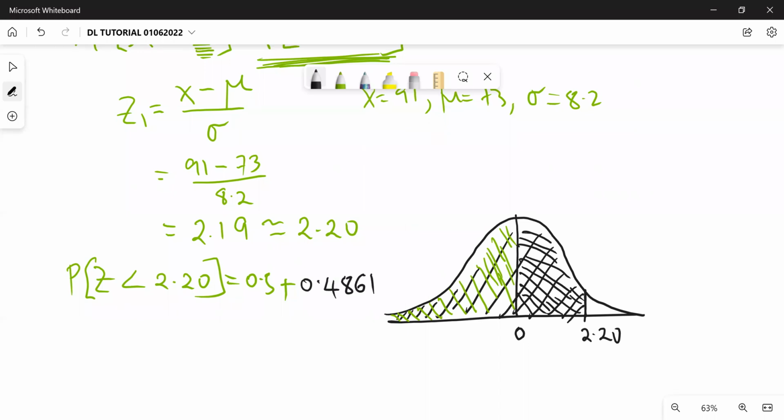0.4861. And the probability that somebody scores less than 91% will be 0.9861. It's a very high probability that someone will score less than that. Of course, 91 is a very high mark. So we have just calculated the probability of a given scenario using the normal distribution.